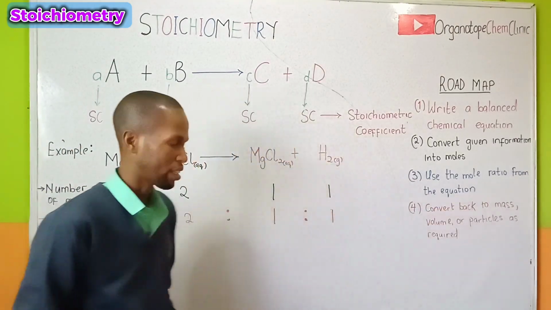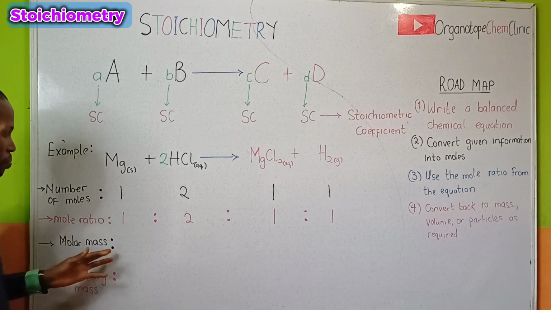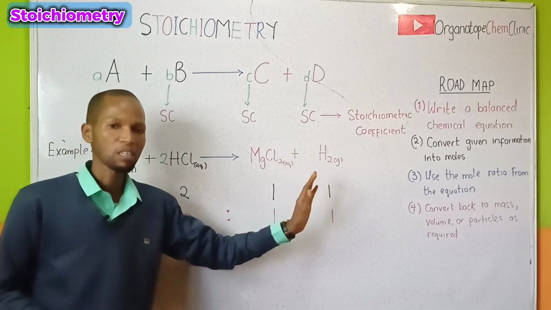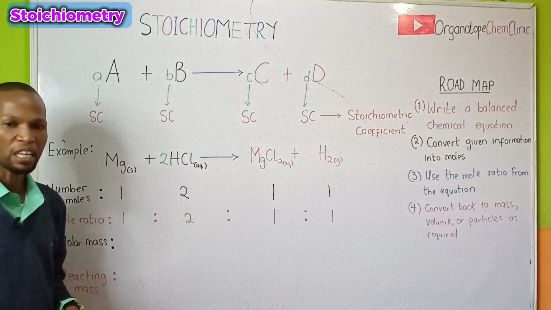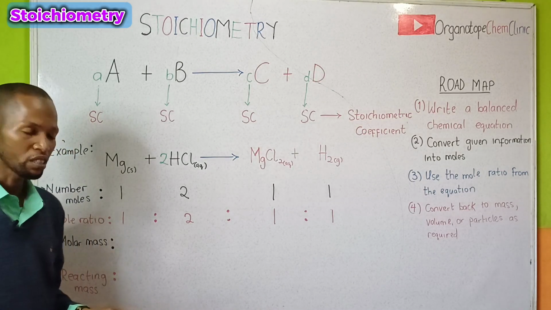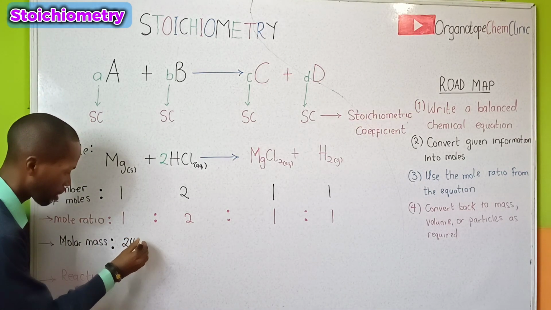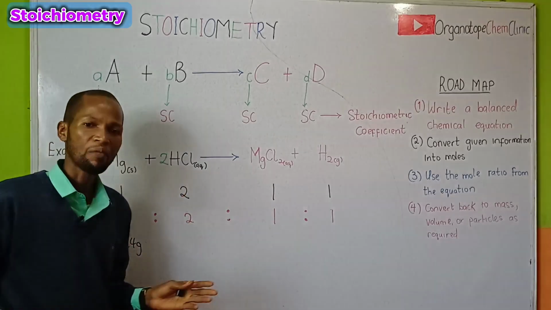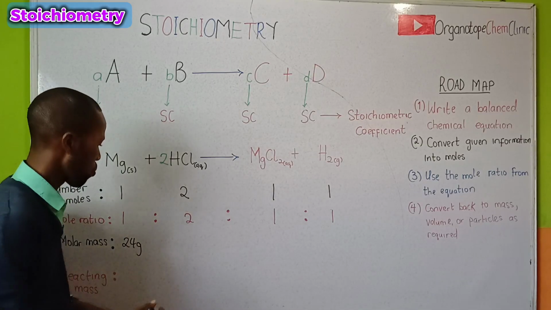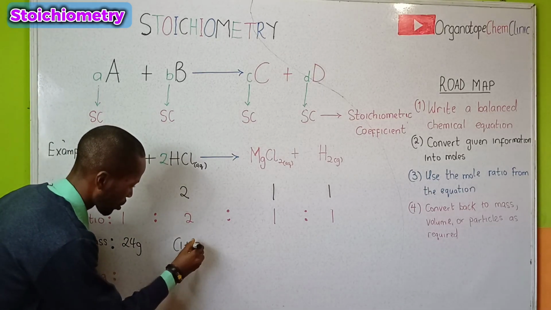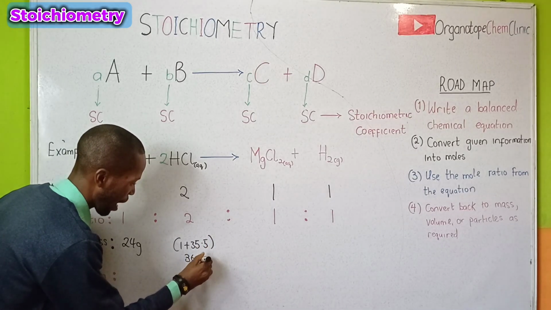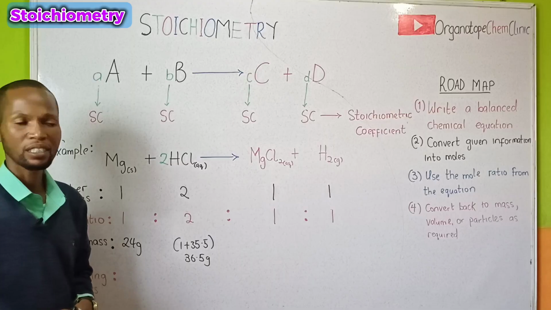Convert back to mass. Here we have the molar mass, so we have to determine the molar mass of the reacting species as well as the product particle in this chemical equation. The first species is magnesium. What is the atomic mass of magnesium? Yes, that's 24. So we have 24 grams. What is the molecular mass of hydrochloric acid? Hydrogen is 1, then chlorine is 35.5. We have 1 plus 35.5, so we have 36.5 grams for the hydrochloric acid.